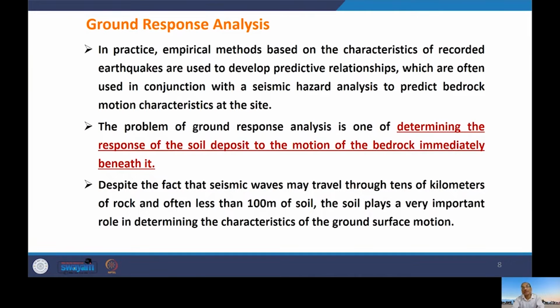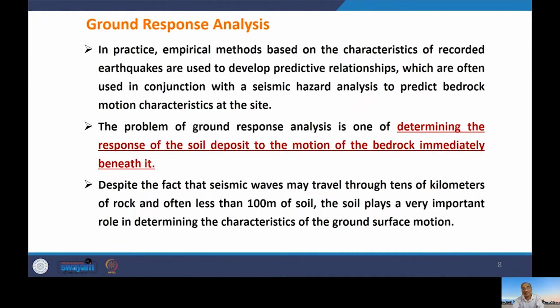What we do in practice, there are some empirical methods which are based on the characteristics of recorded earthquakes, which are used to develop predictive relationships, and these are often used for what is called seismic hazard analysis to predict bedrock motion characteristics at the site. Now coming to the problem of ground response analysis, it is one of determining the response of the soil deposit to the motion of the bedrock immediately beneath it. That means, suppose you have a bedrock and the motion at the bedrock is given to you, then what will be the response of the soil layers and what will be the response of the ground surface? That is our objective in this lecture.